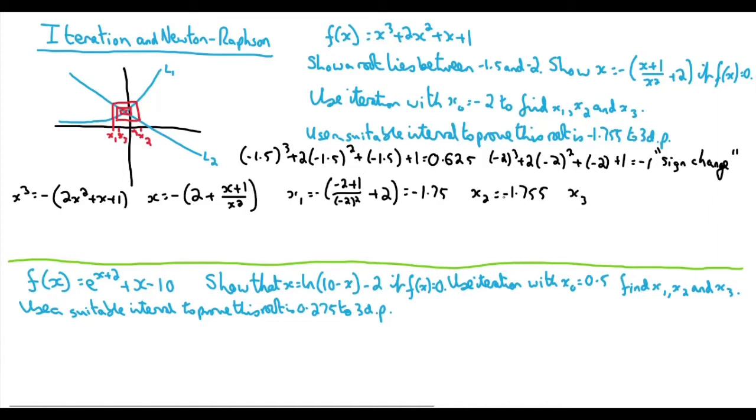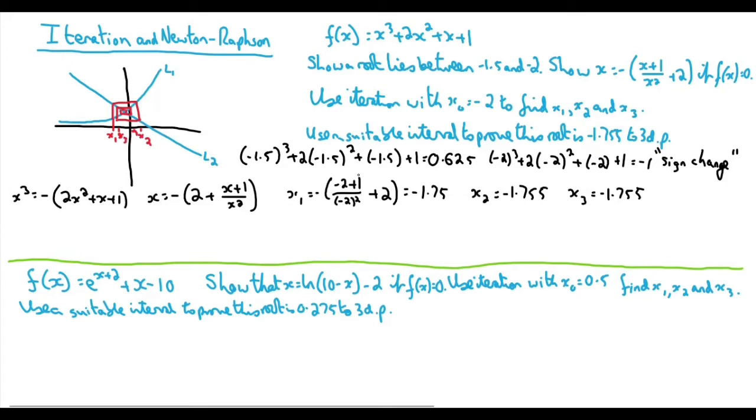And if we took that exact x2 value, so keep it unrounded on your calculator, and put that back in, you'd get an answer for x3, which also rounds to minus 1.755 to 3 decimal places. Now, it may seem that this should give an indication that that is going to be the root to 3 decimal places. Yet, the question is specifically asking us to also prove this using a suitable interval.